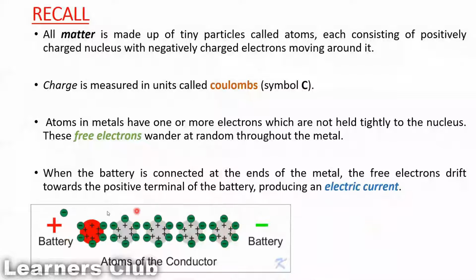As you can see, the central part is an atom of the conductor, and the ends of the conductor are connected to the battery, positive terminal and negative terminal. The free electron will move towards the positive terminal of the battery. Then the next atom's electron will go to wherever the atom lacks an electron. As a result, the movement will be towards the positive terminal of the battery. Hence, electric current is produced.